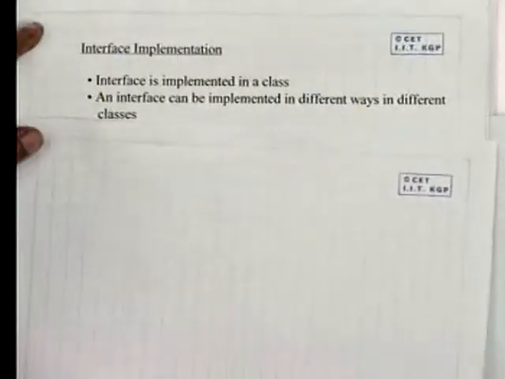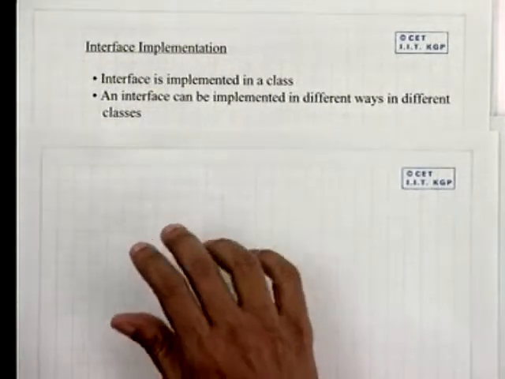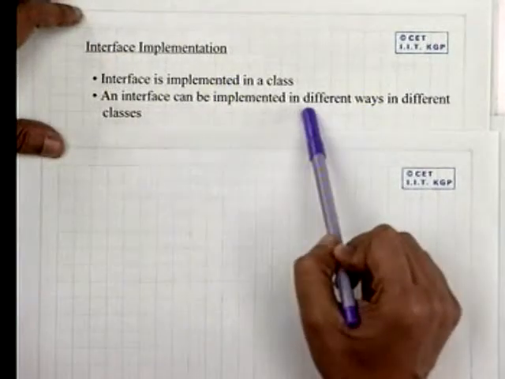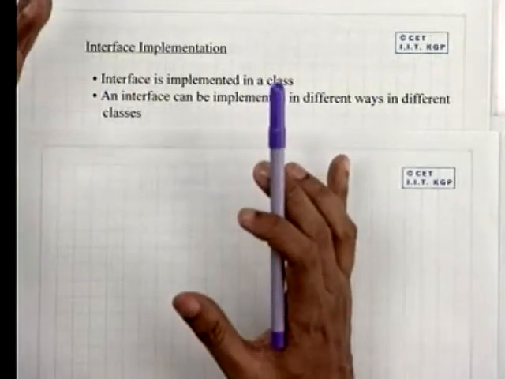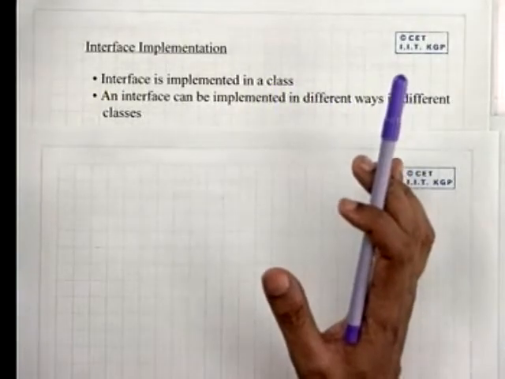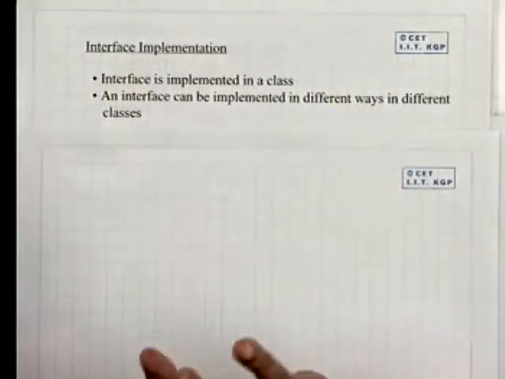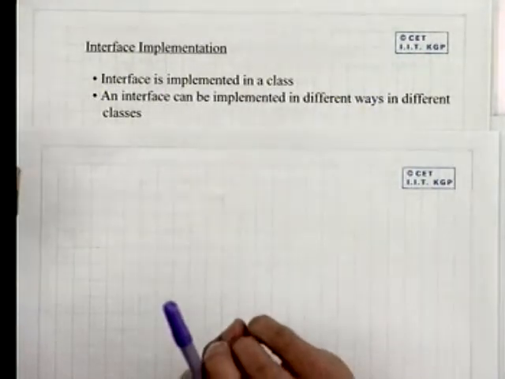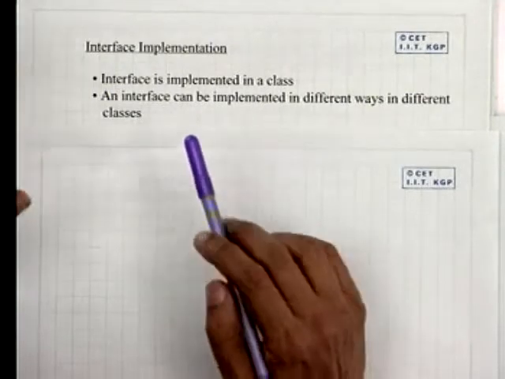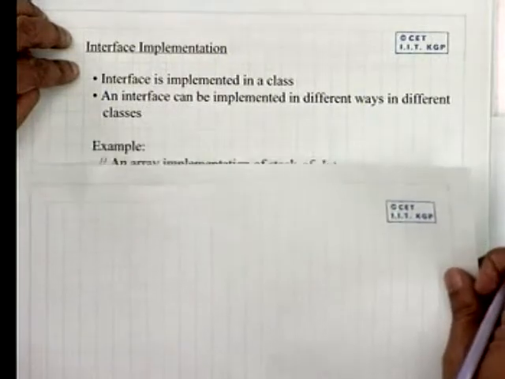The implementation, on the other hand, will be done in a class. An interface is implemented in a class. As I mentioned earlier, an interface can be implemented in different ways in different classes. This is very important. So we have the interface, which we can think of as an abstract data type, and which shows how to access the object instances of the class, and we can have different implementations which are hidden from the external users.